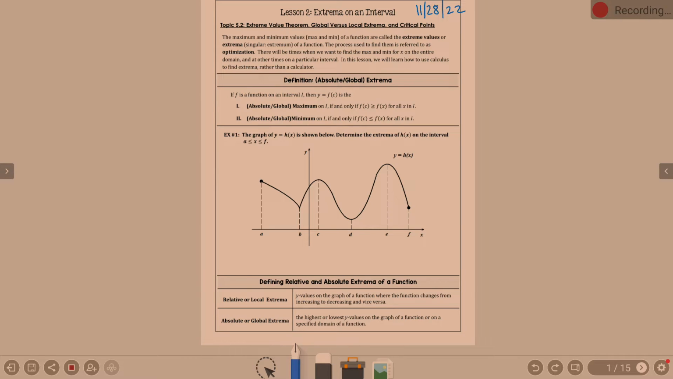Like when the derivative equals 0, there's a min or a max. Yep, that's part of what we're talking about today. So, extrema on an interval.